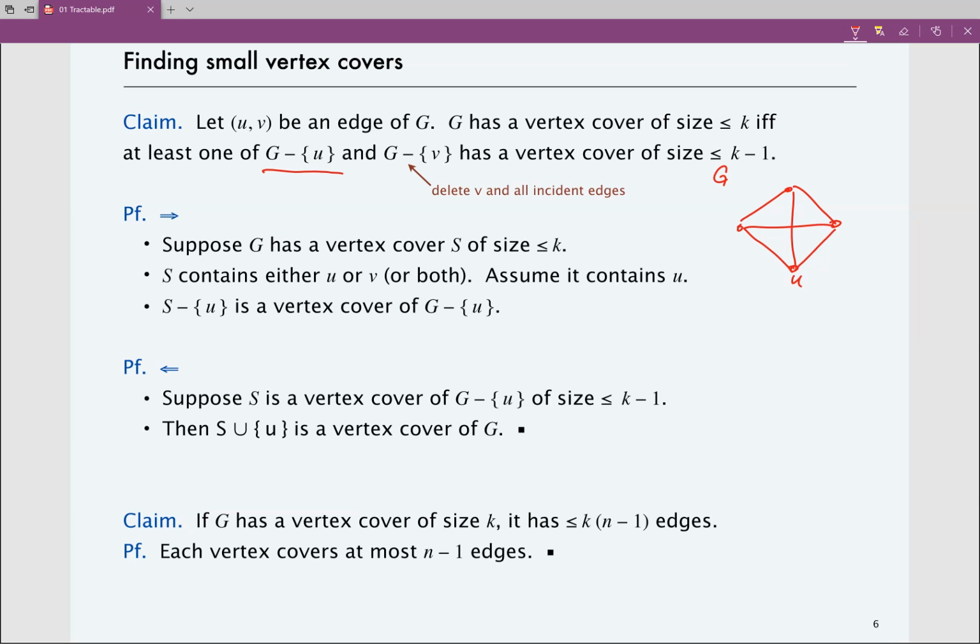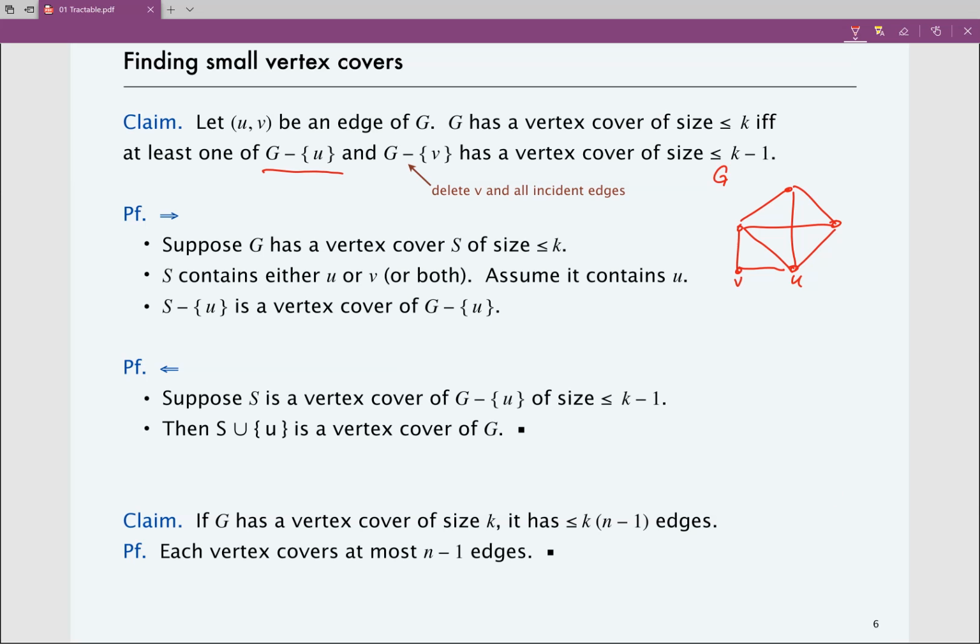Okay, so that is the claim. Now, to show the claim, first the first direction. Let me draw back the original graph over here. This is going to be a node V. For the first direction, suppose G actually has a vertex cover of size K. Then this vertex cover has to cover this edge UV over here.